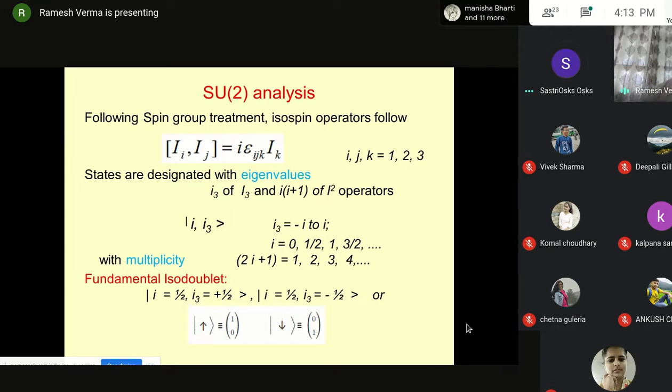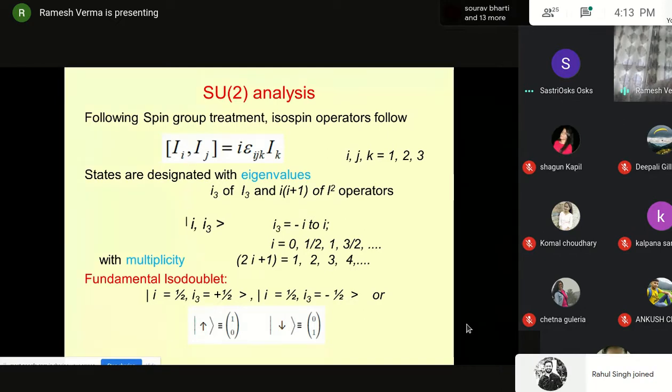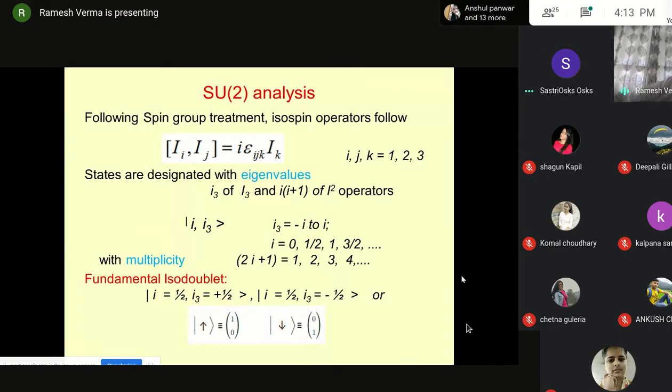So, as a reminder, what we learned from the isospin group, that is SU(2), the special unitary group in two dimensions. Like ordinary spin and orbital angular momentum, their commutation relation, that is the Lie algebra, is essentially the same, except that S is now replaced by I. So it is the same mathematics but applied to different physical concepts. So states would be designated with eigenvalues of I3 and the I squared operator.